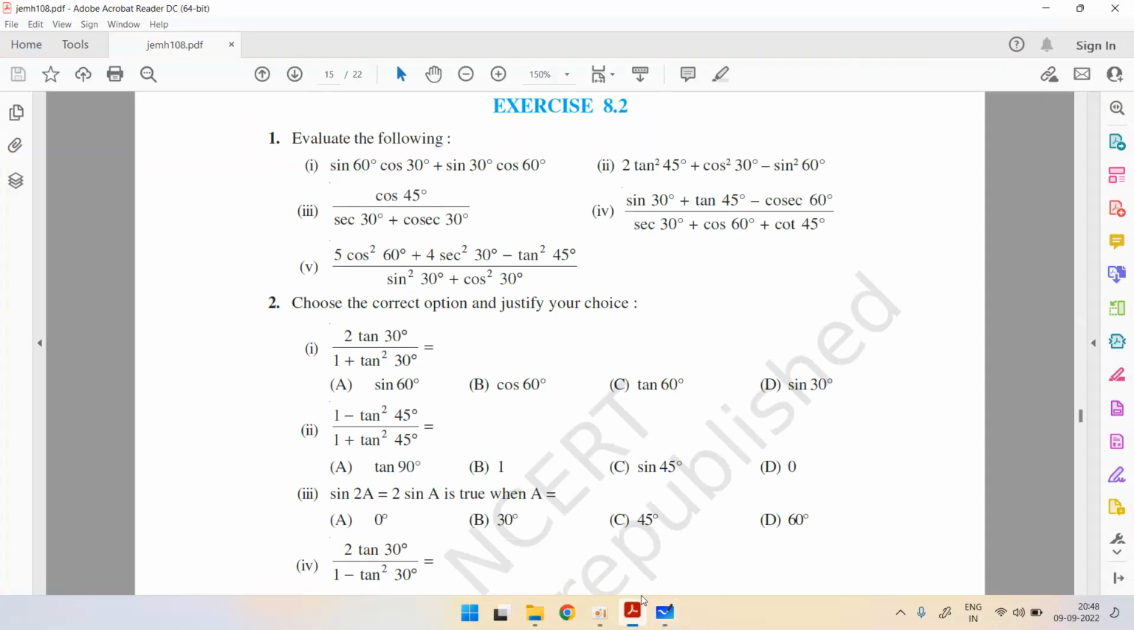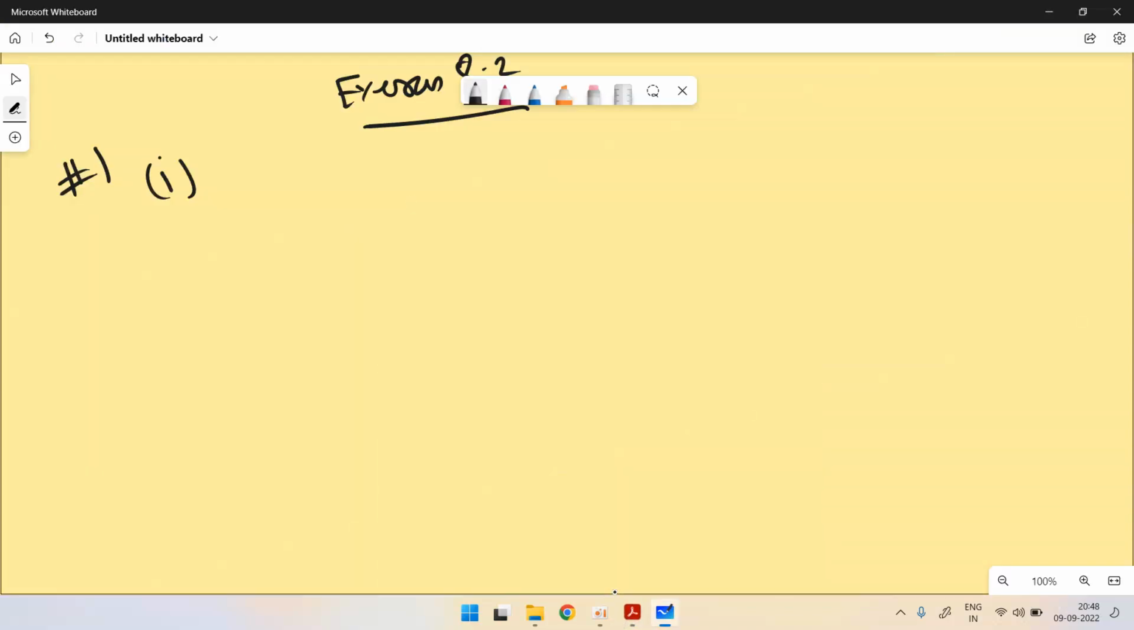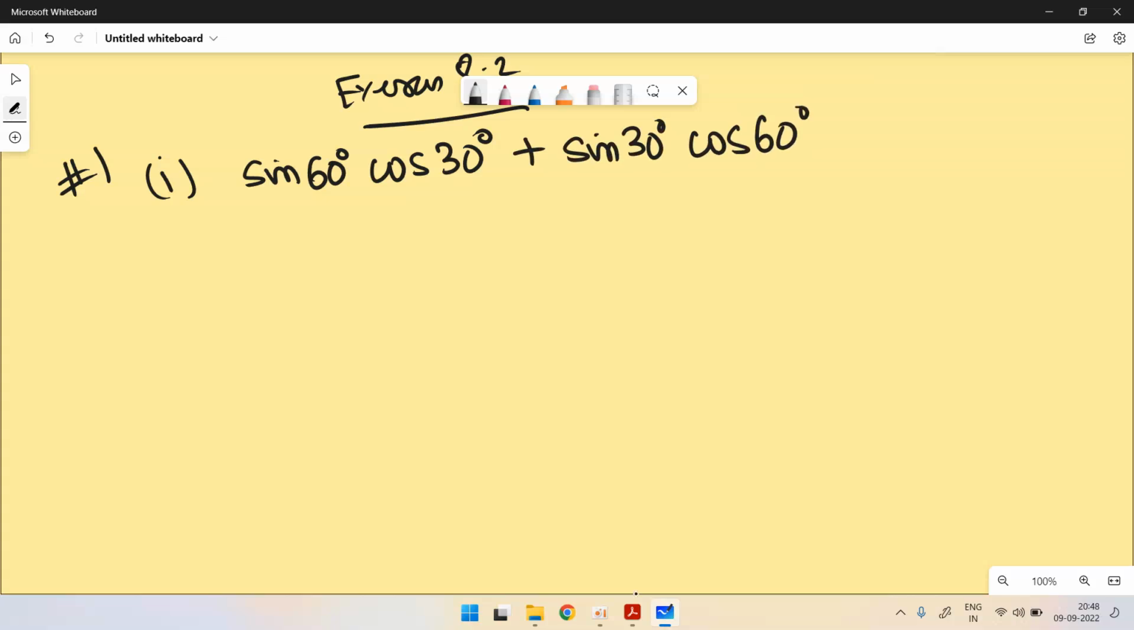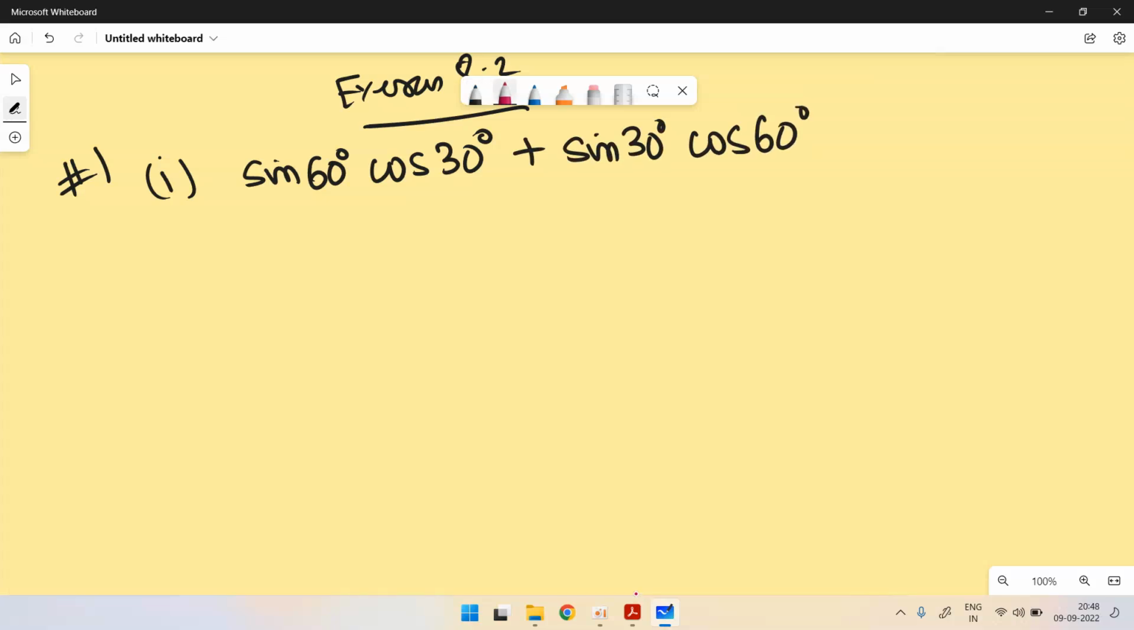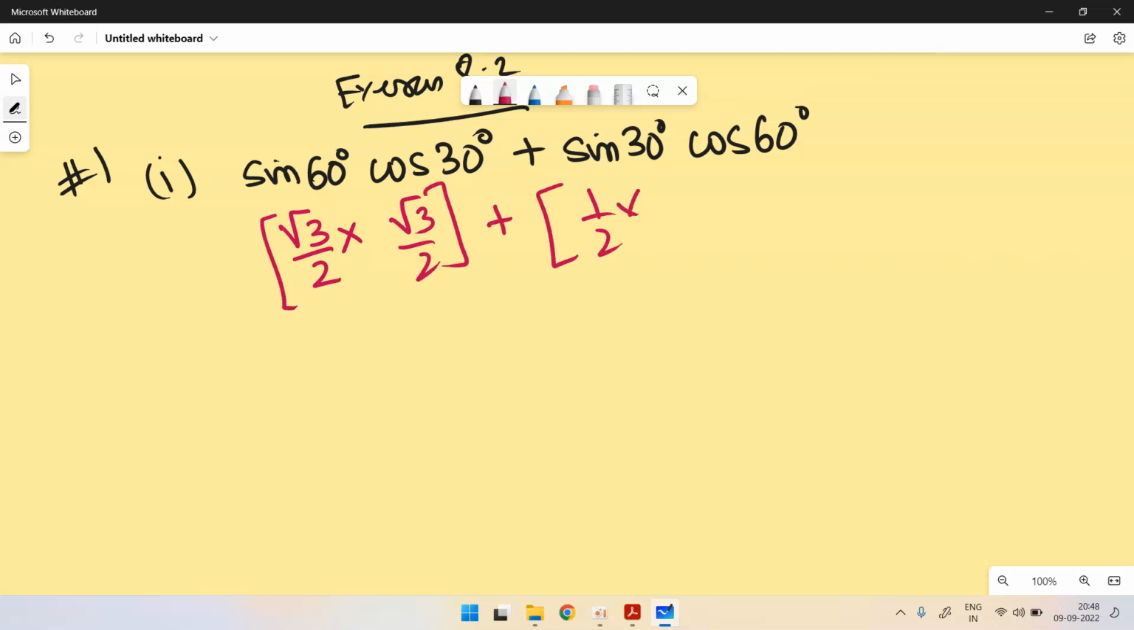It says to evaluate the following: sine 60 degree cos 30 degree plus sine 30 degree cos 60 degree. You need not just put in the values. Sine 60 is root 3 by 2, into cos 30, which is also root 3 by 2. Plus sine 30 is half and cos 60 is also half. So this is 3 by 4 plus 1 by 4, which is 4 by 4, nothing but 1.